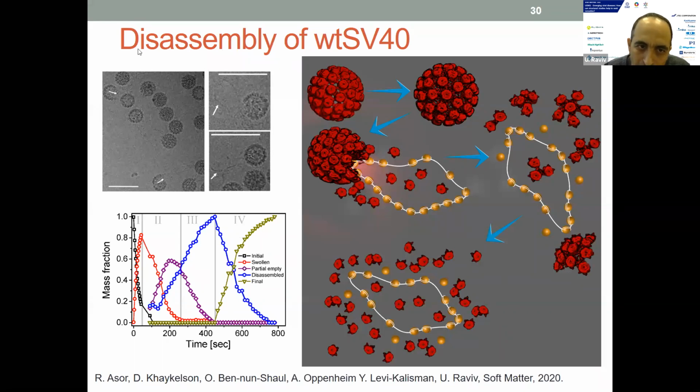So we were able to see it also in cryo-EM and also describe the mass fraction of all of these 5 representative states as a function of time in this process. So this is the other side of assembly, the opposite, which is disassembly.